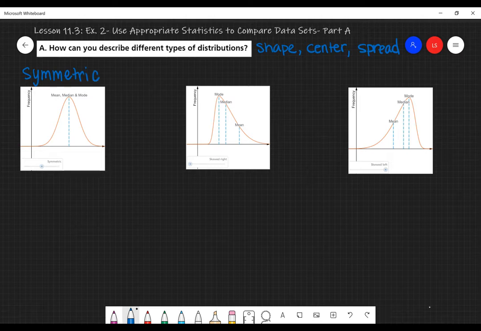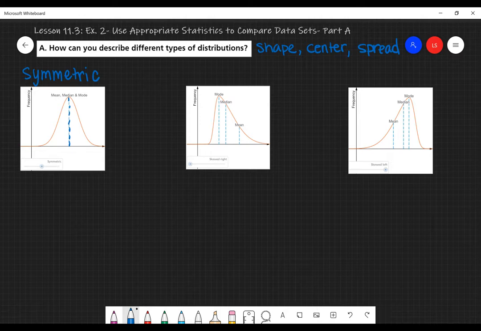A symmetric distribution is centered with a mean, median, and mode that are equal to each other. And if they're not exactly equal, they're extremely close to each other. And we can see that if we were to do a reflection over this middle line, the curve is more or less symmetric on both sides of that center.